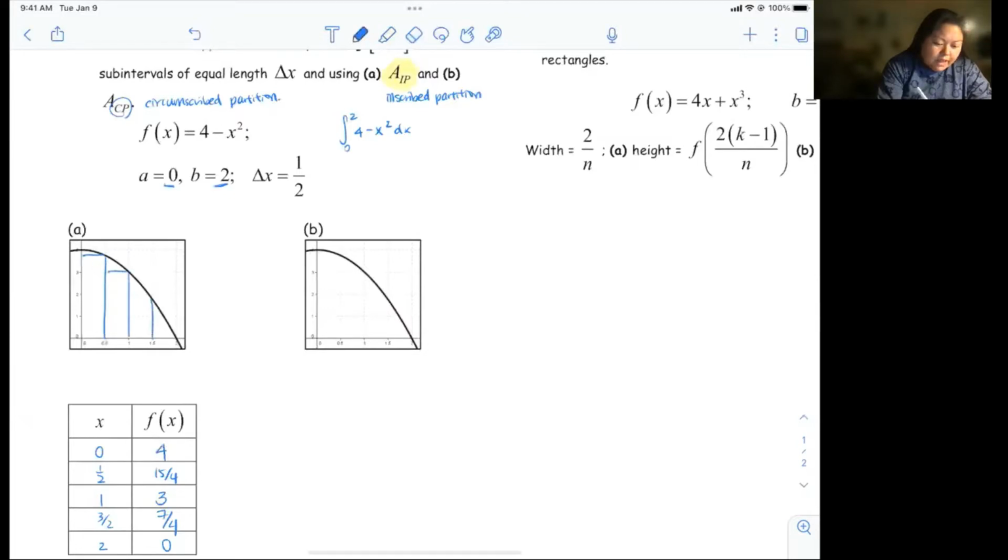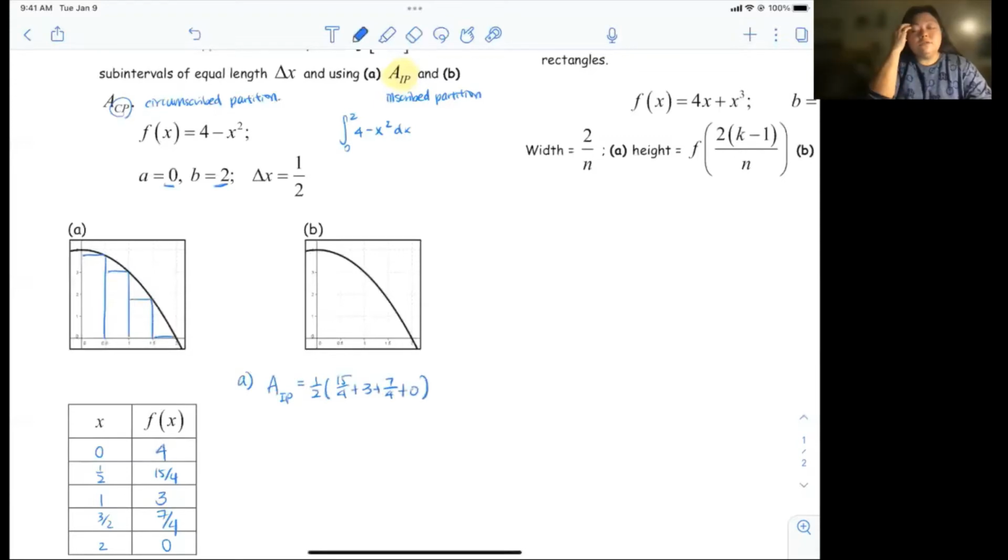So this is my RRAM, right? So for part A, for an area that's completely inscribed, it is going to be a width of 1/2. And this is RRAM, so I'm not using the first y value. I'm going to add up all the rest of them, 15/4 plus 3 plus 7/4 plus 0. I know the 0 is very unnecessary, but I'm trying to show you that I used all the y values except the first one, right? So that's 1/2 times 22/4 plus 12/4. That will give me 34/8. 17/4 is my completely inscribed area, right?